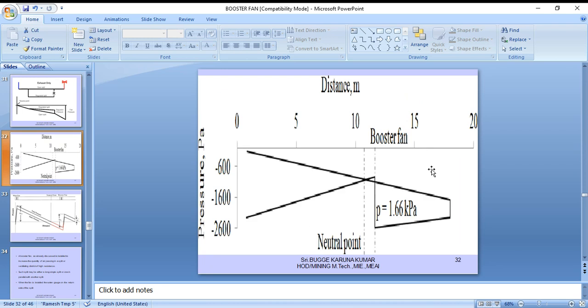So this is a booster fan at 0, 5, 10, 15, and 20. The pressures are given at the neutral point, and a pressure of 1.66 kilopascals is already given here. Plus 0, 5, 10, 15, 20, minus 600, minus 1600, minus 2600, neutral point distance in meters.